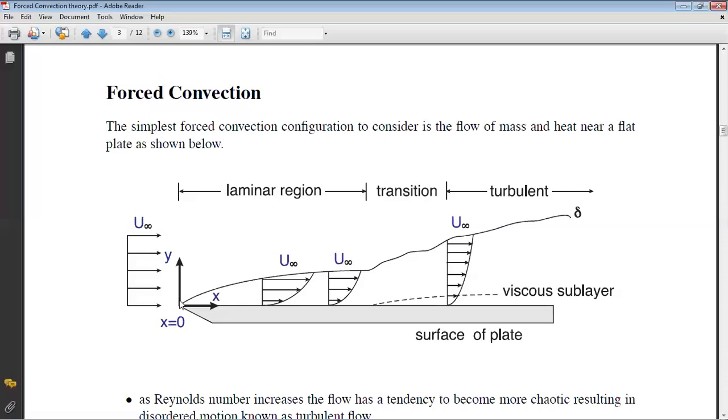Now, this point is termed as the leading edge, and this point is termed as the trailing edge. If we consider the length of the plate to be L, now at x equals 0, the flow is initiated.